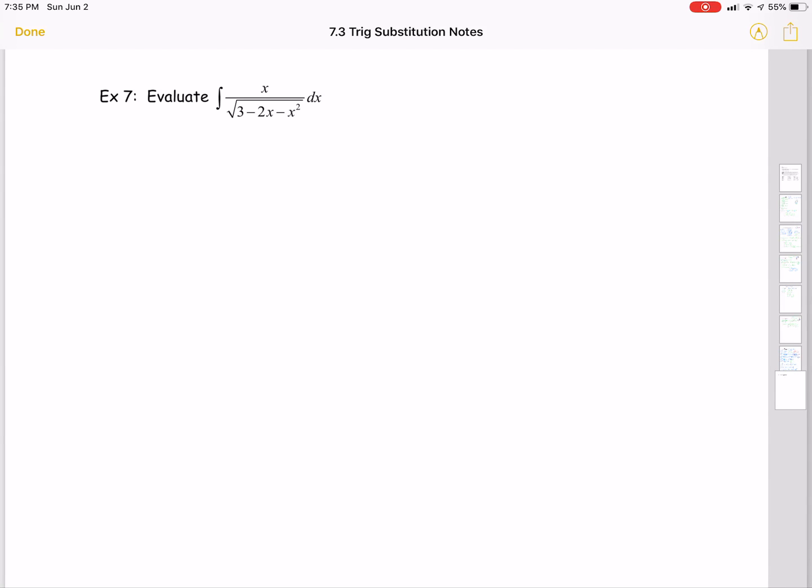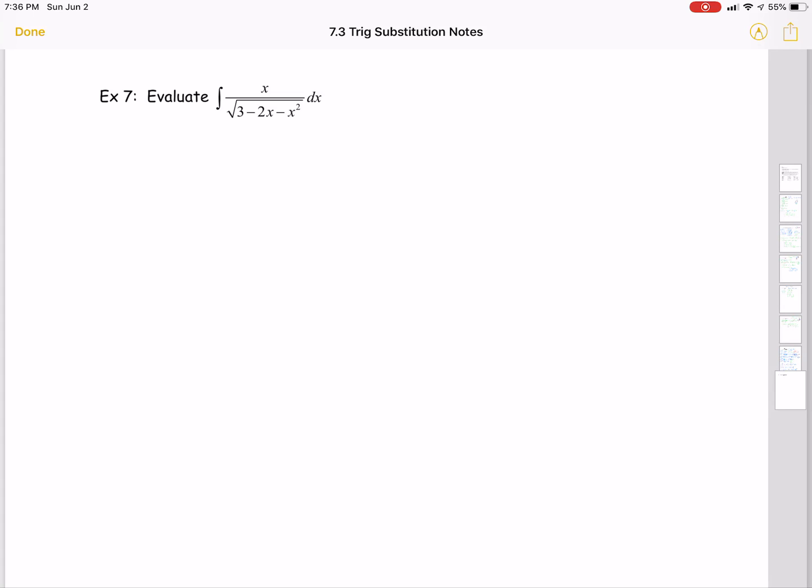So the last problem doesn't look at all like it's in the right form. I've got this square root of 3 minus 2x minus x squared. U sub will certainly not work here because I'd end up with negative 2x minus 2, and that won't get rid of that x on the top. So we are going to definitely have to use some ingenuity here.